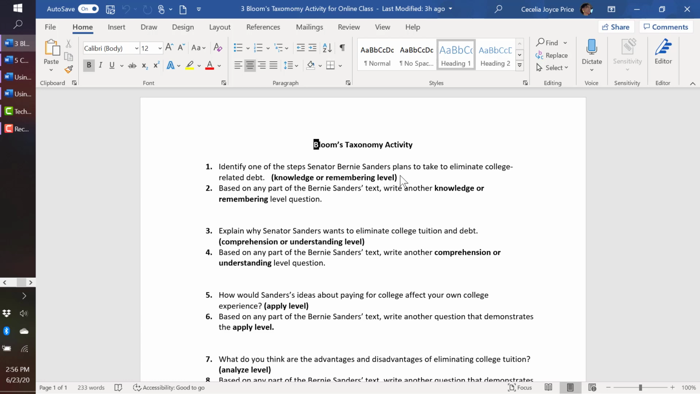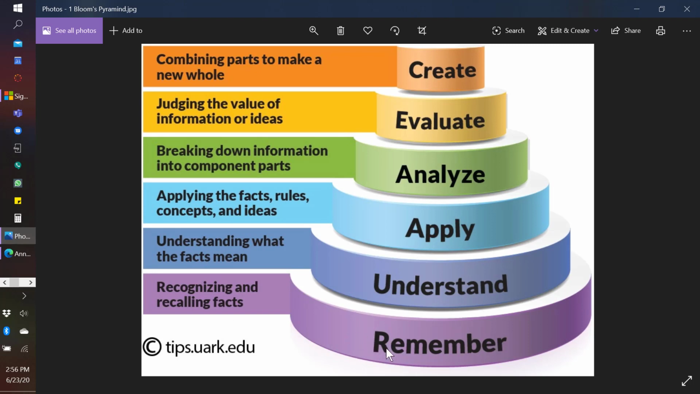We know that this is a knowledge or remembering level because it's only asking us to recall. We could actually go back to that speech and pick out one of those steps. We don't have to understand that step. We don't have to explain that step. We don't have to analyze that step. All we have to do is copy it word for word, actually, one of those steps, because it is part of the remembering level to just simply identify, okay?